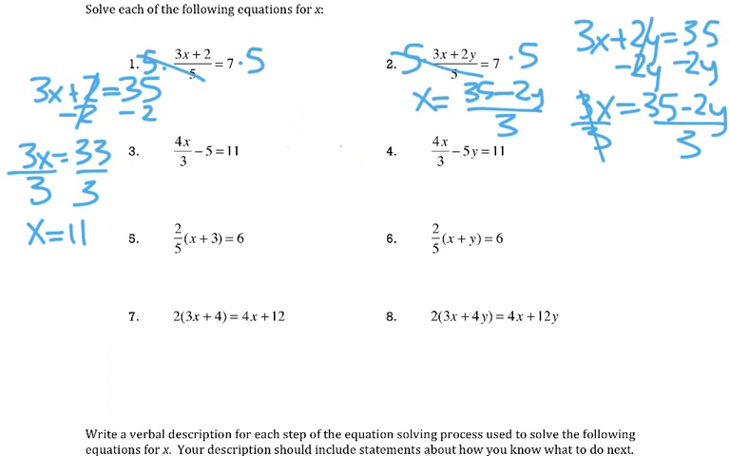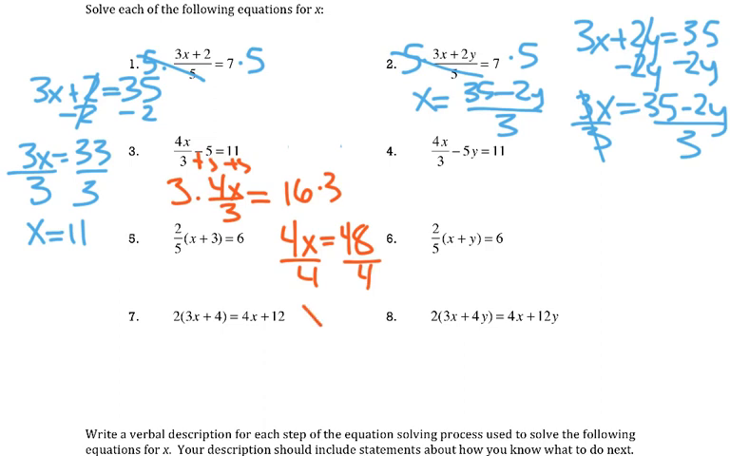If we look at number 3, start out by adding 5. So I get 4x divided by 3 equals 16. I multiply both sides by 3, and I get 4x equals 48. Divide by 4, and we get x equals 12. Same process for number 4. I'm going to add 5y to both sides, but instead of 16y, we simply get 11 plus 5y, because I can't combine them.